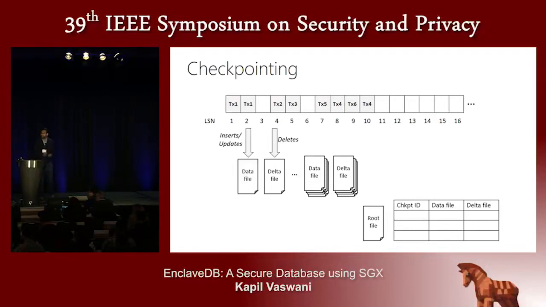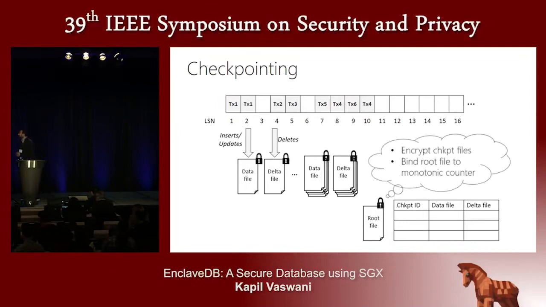Now, protecting the integrity of the log and the checkpointing process is very important, because this is what gives us all our security guarantees. Protecting the state of the checkpoints is relatively straightforward. We can simply encrypt all the checkpoint files and bind the root file to a monotonic counter so that the adversary cannot replace the root file with a previous version of the root file, and in the process, we lose checkpoints.